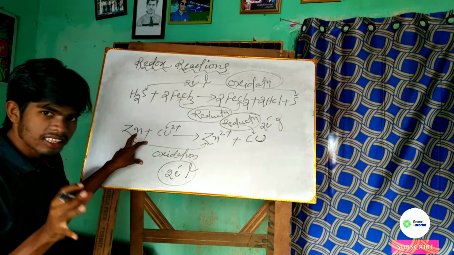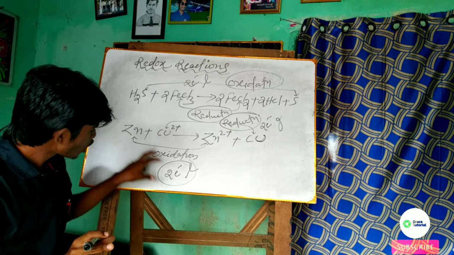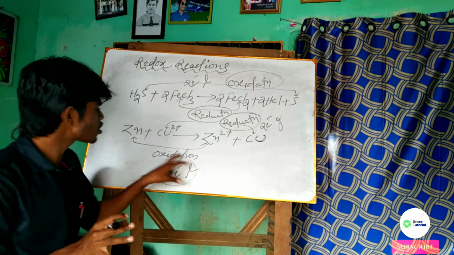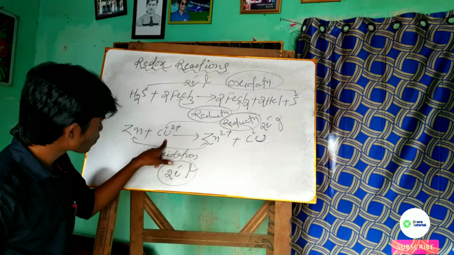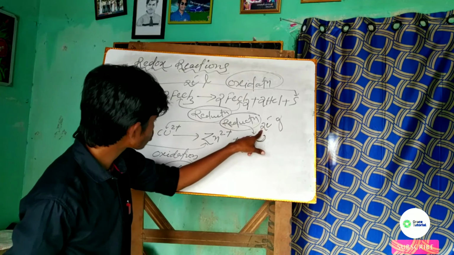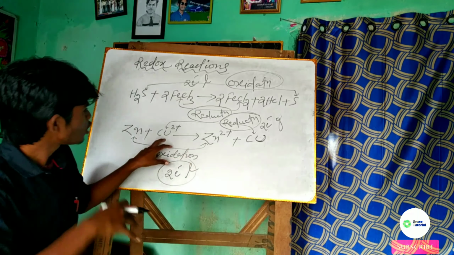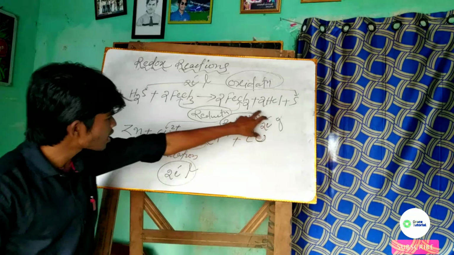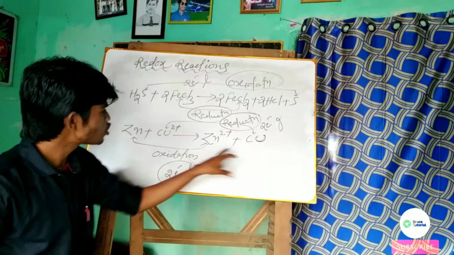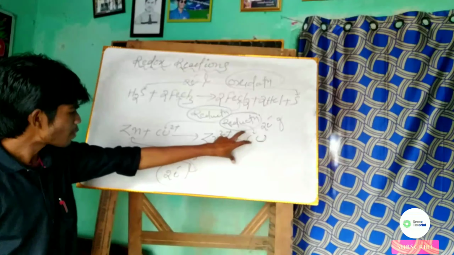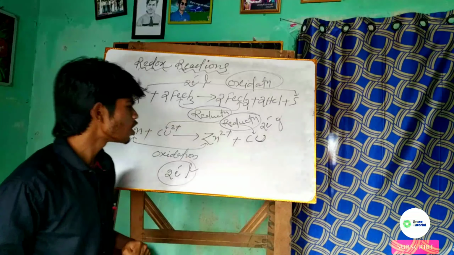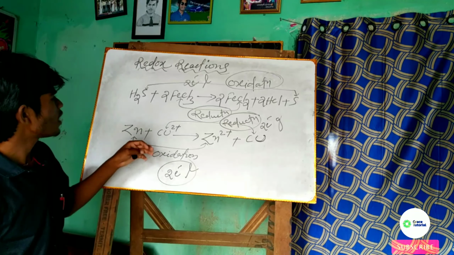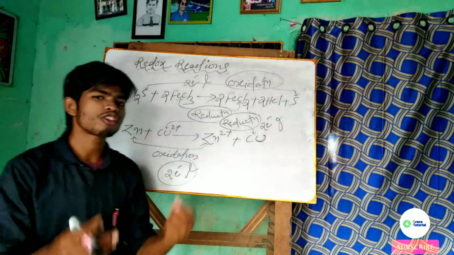So the zinc, due to the loss of 2 electrons and the process of oxidation, is converted into Zn2+, and the Cu2+, due to the gain of 2 electrons and the process of reduction, is changed into Cu. That means this reaction possesses both reduction as well as oxidation. So these are two different examples of the redox reaction.